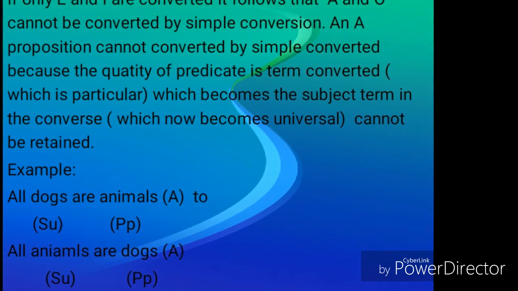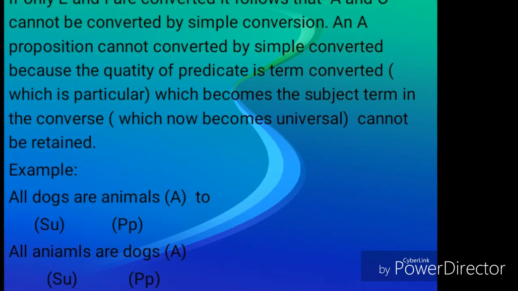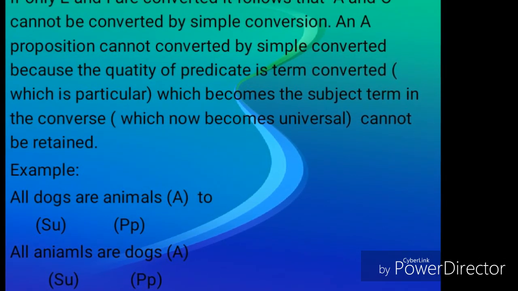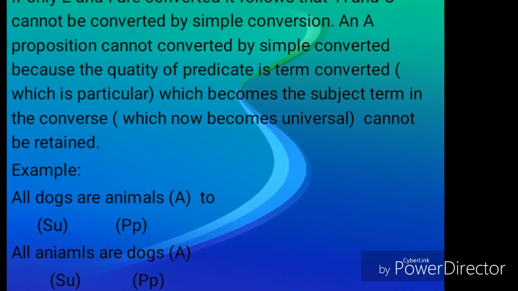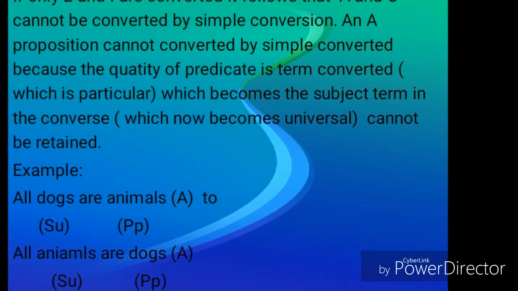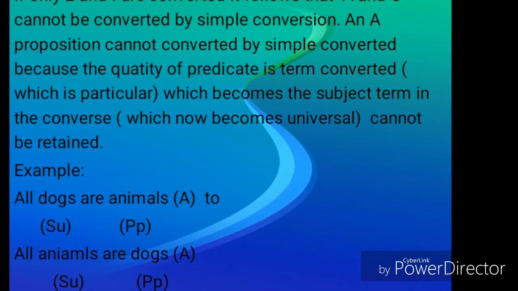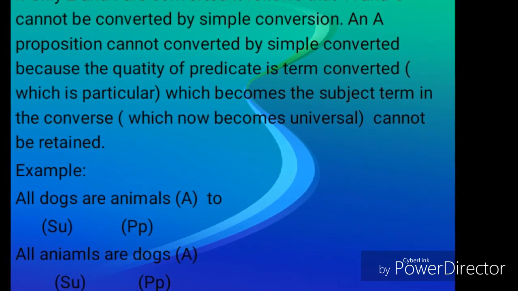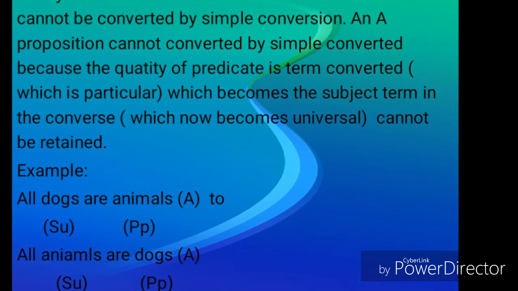If only E and I are simply converted, it follows that A and O cannot be converted by simple conversion. An A proposition cannot be converted by simple conversion because the predicate term of the convertend, which is particular, becomes the subject term in the converse, which now becomes universal, so the quantity cannot be retained.